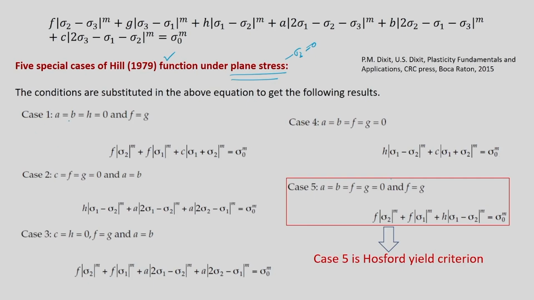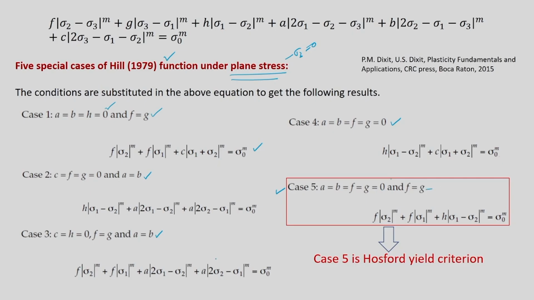So, case 1, if I take A equal to B equal to H equal to 0 and F equal to G, if you put in this condition, you will get this. Similarly, you can take case 2, you can try it and check. Similarly, you can take case 3, case 4, and case 5. So, basically the F, G, H and A, B, C, if you put some conditions on them, it will lead to 5 different cases. And the important one, it is said, is this 5th case, A equal to B equal to H equal to 0 and F equal to G.